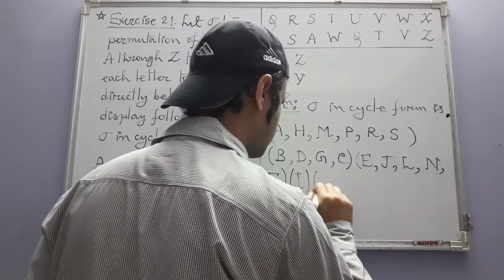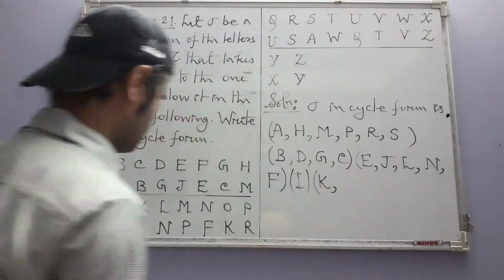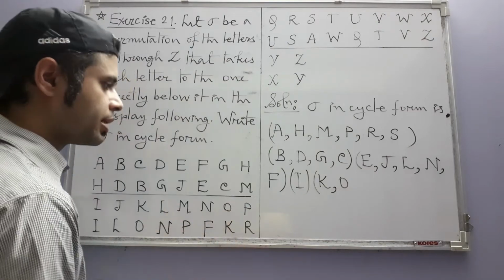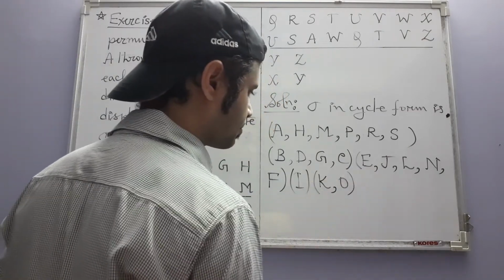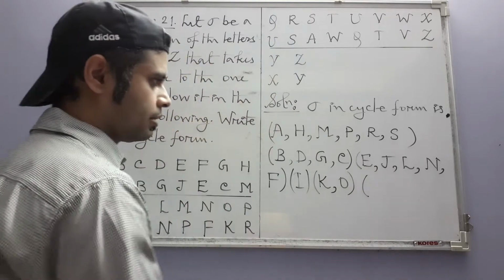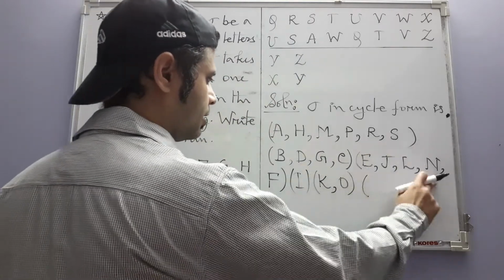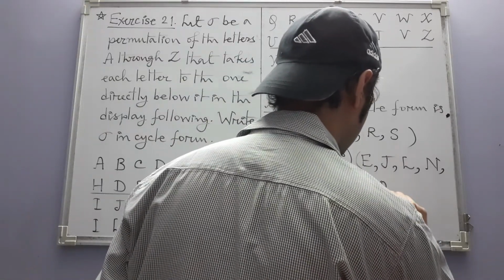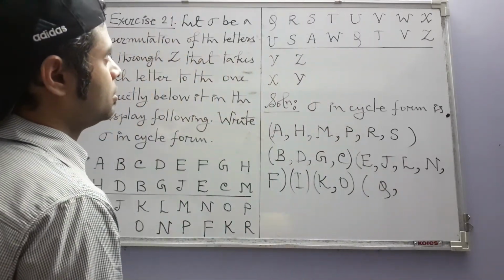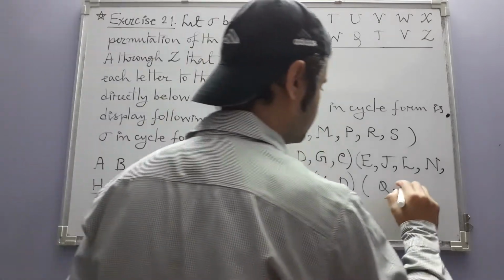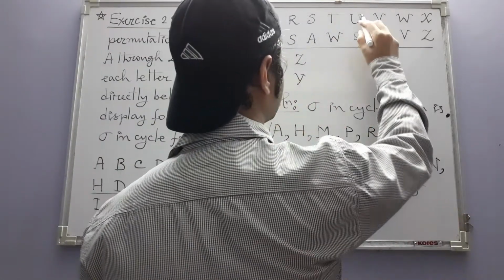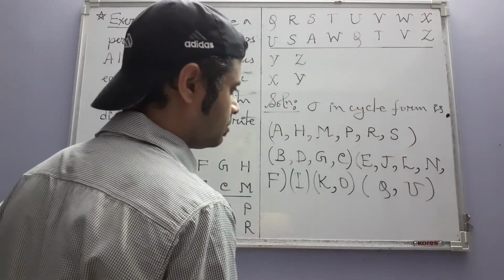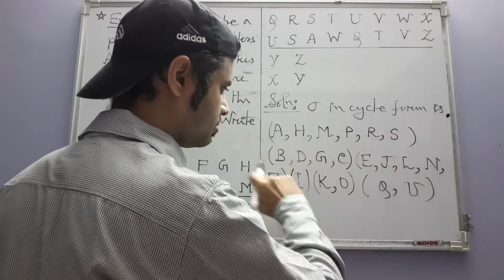I, J, K. Image of K is O, and image of O is again K. So this is a 2 cycle. I, J, K, L, M, N, O, P, Q. Image of Q is U, and image of U, I think, yes, it is again Q. This is another 2 cycle. P, Q, R, S, T.